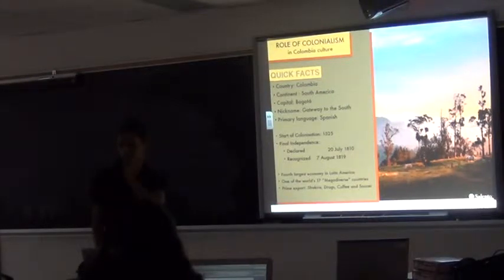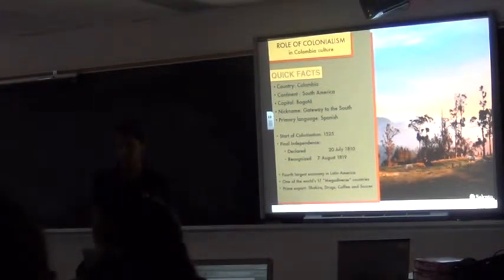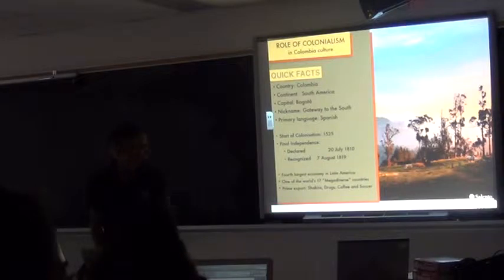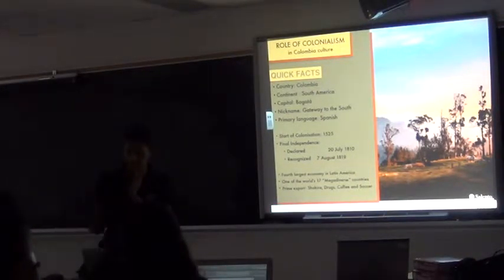The capital is Bogota. The nickname is the Gateway to the South because it is technically in Central America, but since it's continental, it's South America. Their primary language is Spanish. The colonial nation started in 1525. Their final independence was declared in 1810 and accepted in 1819. It's the fourth largest economy in Latin America, one of the world's 17 megadiverse countries, and its prime exports are coffee, drugs, and Shakira.